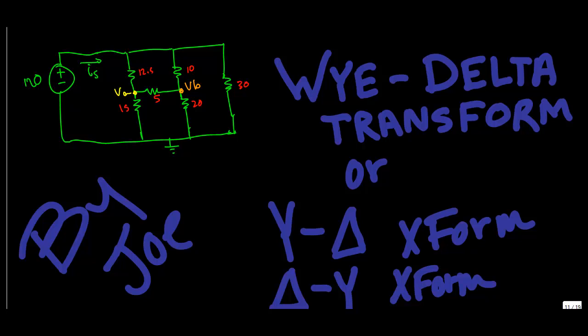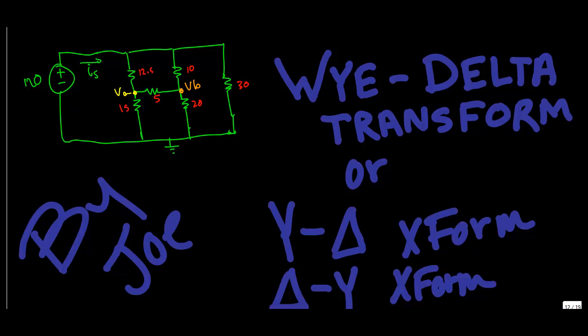I'm going to bring a little bit of attention to the last problem that we were working on. Basically, we did a nodal analysis. Another way we can do this is by finding an equivalent resistance and finding what the current source is. Basically, we can do this by using a Wye Delta transform, or a Y to Delta transform or a Delta to Y transform.